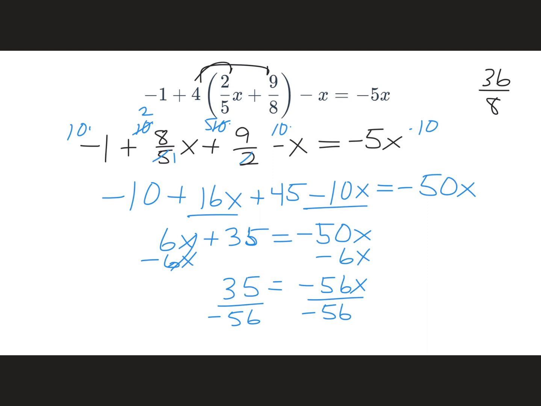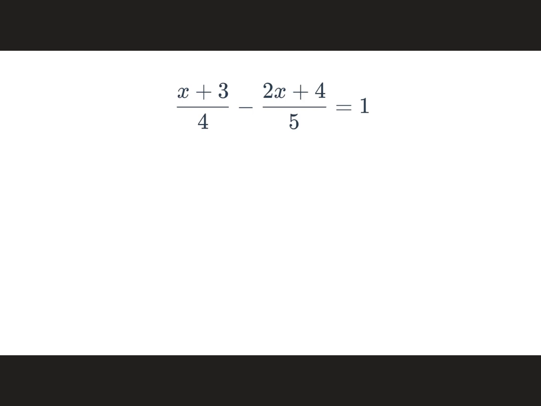or negative 35/56. But both those numbers can be divided by what? A 7. And so what is 35 divided by 7? A 5. What is 56 divided by 7? An 8. And that is your final answer. It's easier than you think.